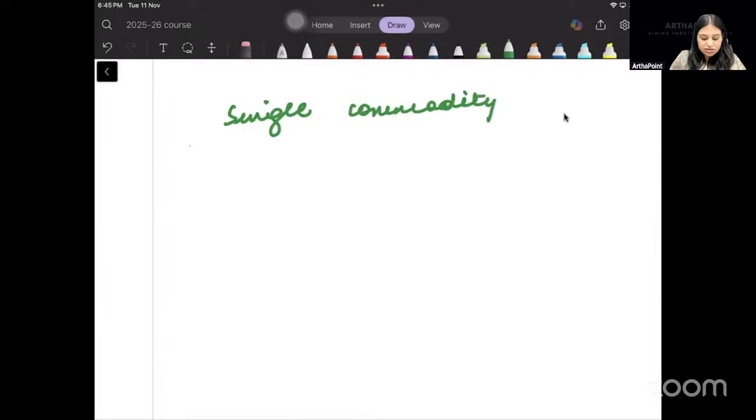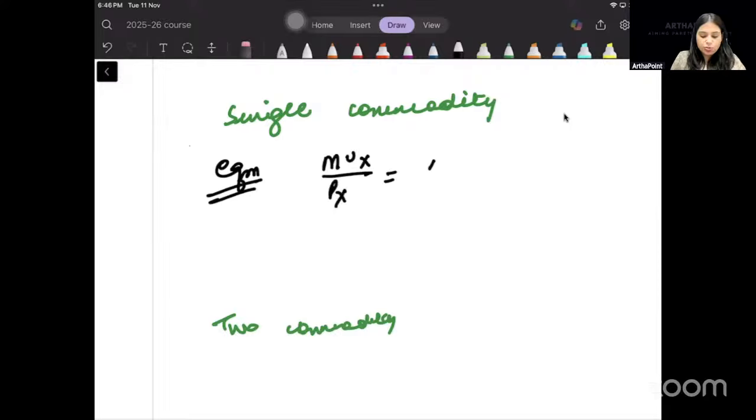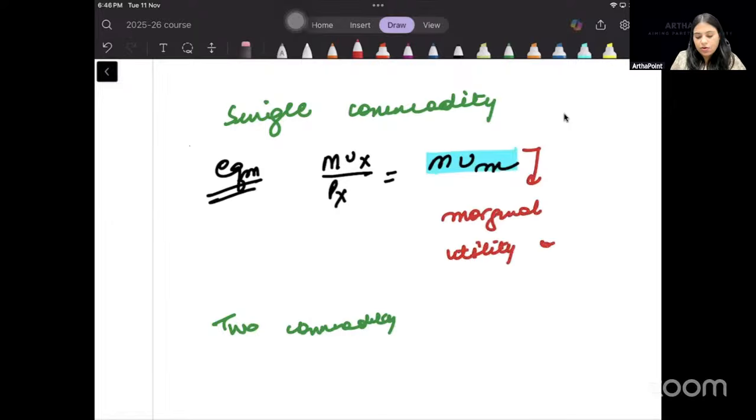And the second is the two commodity case. In the single commodity case, our equilibrium condition is MUx by Px is equal to MUm. What is MUm? MUm is the marginal utility of money.